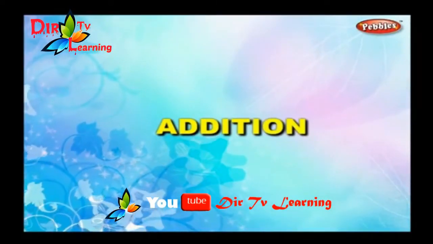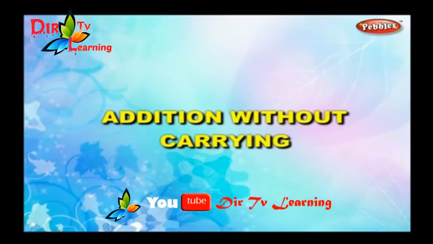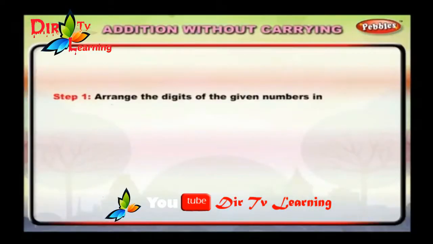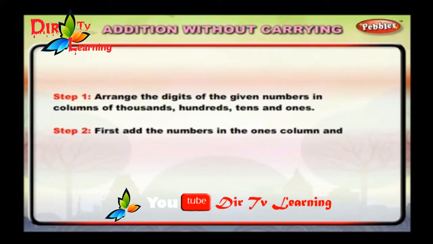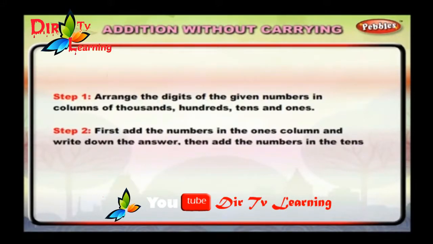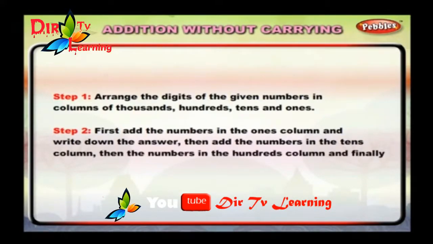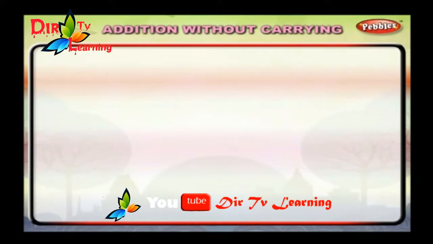Addition. Addition without carrying. Step 1. Arrange the digits of the given numbers in columns of thousands, hundreds, tens, and ones. Step 2. First add the numbers in the ones column and write down the answer. Then add the numbers in the tens column. Then the numbers in the hundreds column, and finally add the numbers in the thousands column. Let us try some examples.